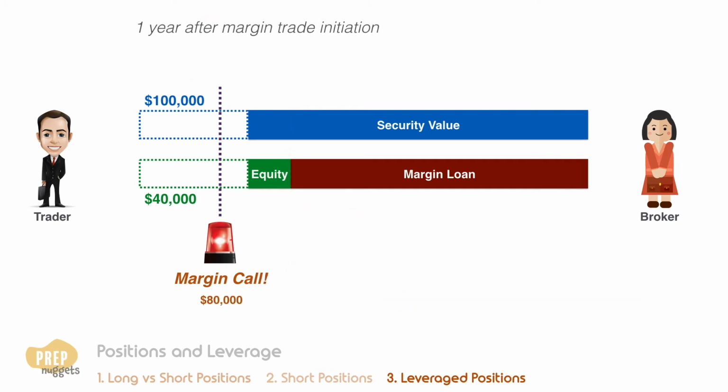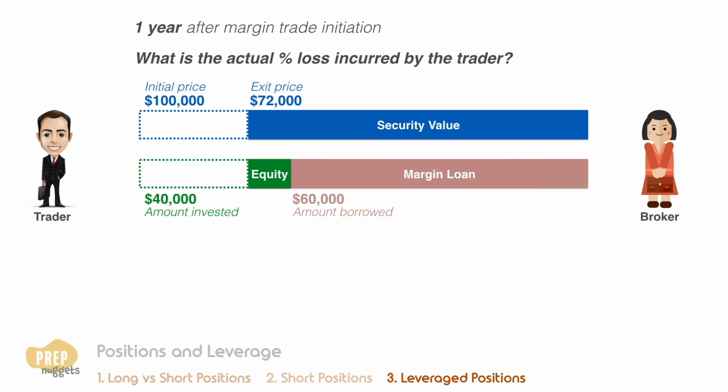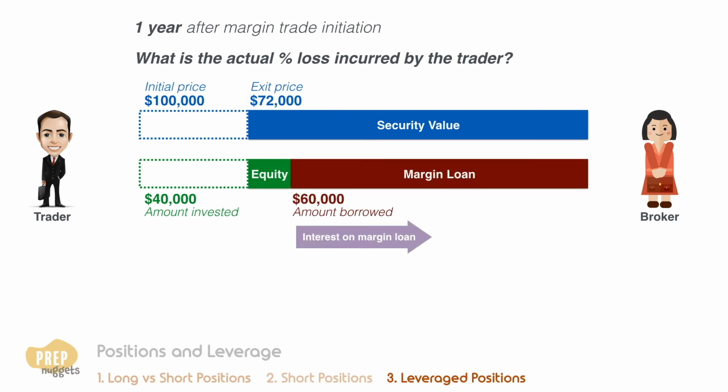Now, let's do a calculation. Assuming that exactly 1 year after the margin trade initiation, the price of the security falls to $72,000 and the trader is forced to sell the security as he cannot meet the margin call, what is the percentage loss incurred by the trader on his initial investment of $40,000? Before we proceed, we have to realize that there are other forms of cash outflows besides the loss from the drop in price. Firstly, the trader must pay the broker interest on the margin loan at a rate known as the call money rate. This rate is generally higher than the government bill rate. For larger investors with better collateral, the call money rate is lower.